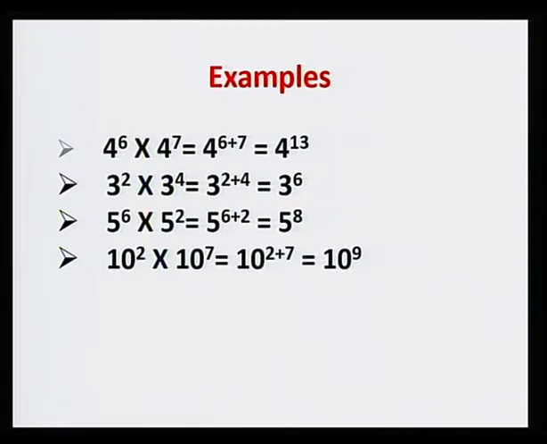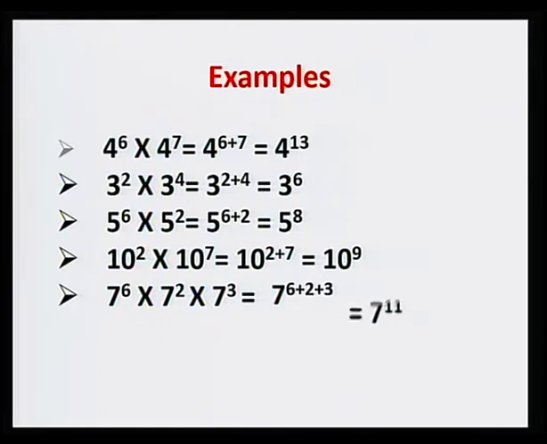Here also, we have powers of 2 and 7. 10 raised to the power of 2 multiplied by 10 raised to the power of 7, the answer is 10 raised to the power of 9. Now look at this number. Can you calculate the answer? Of course, 7 raised to the power of 6 plus 2 plus 3. So the answer is 7 raised to the power of 11.